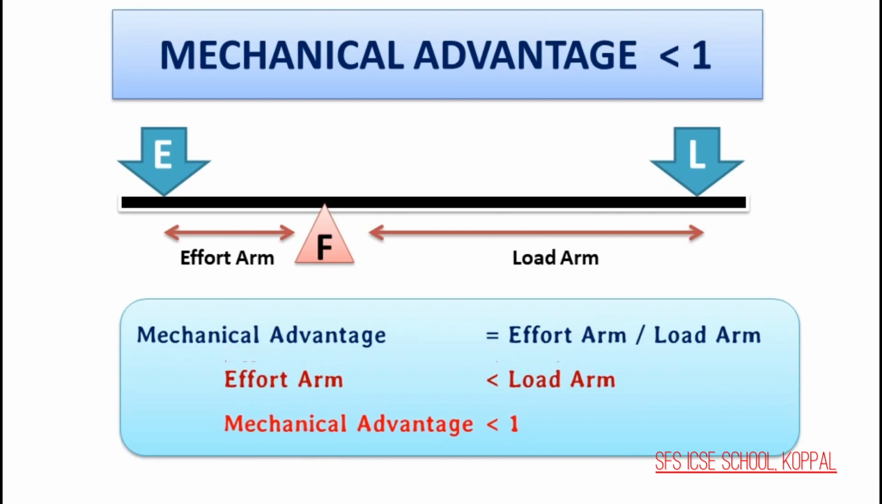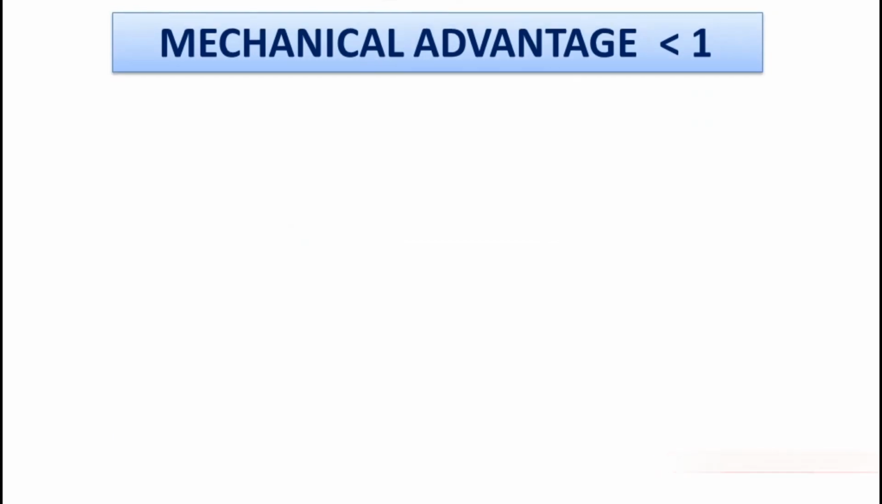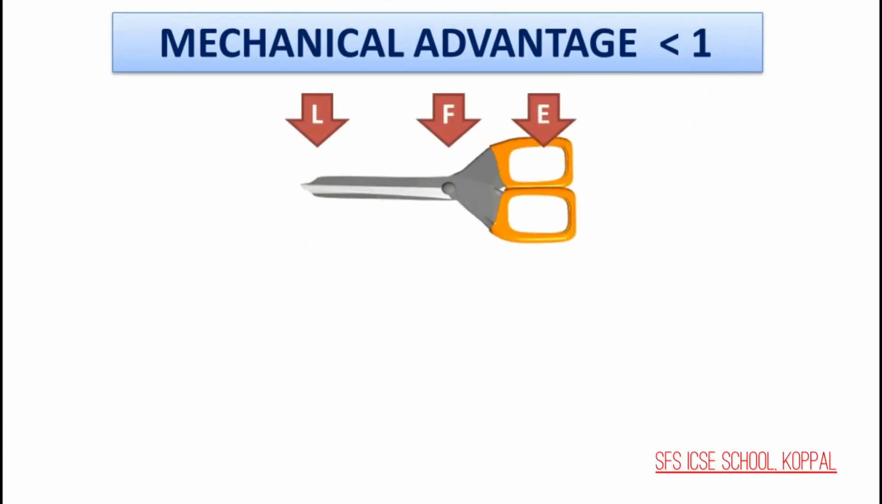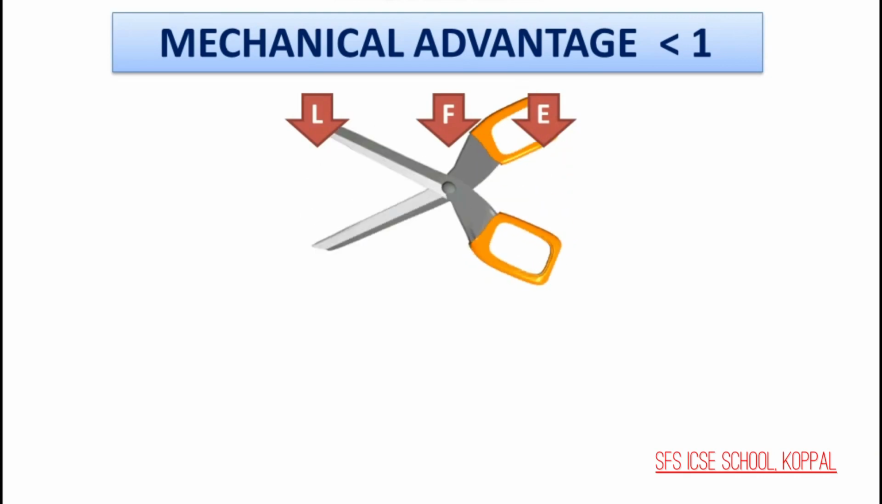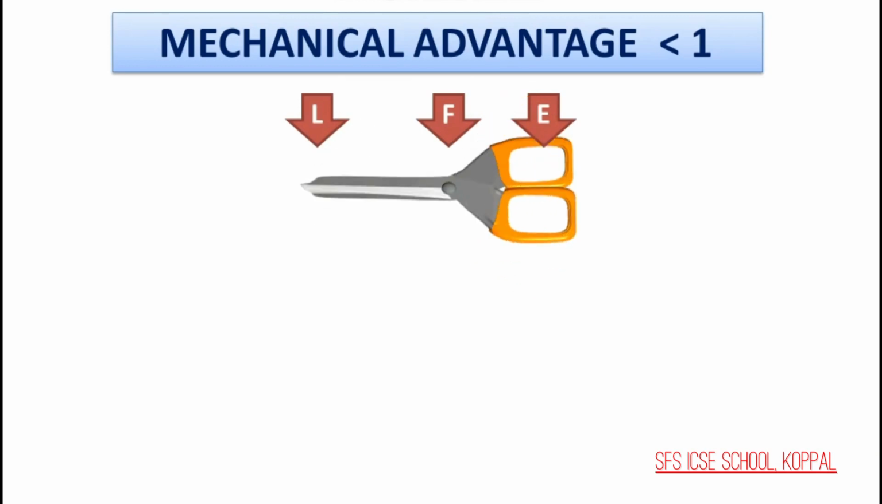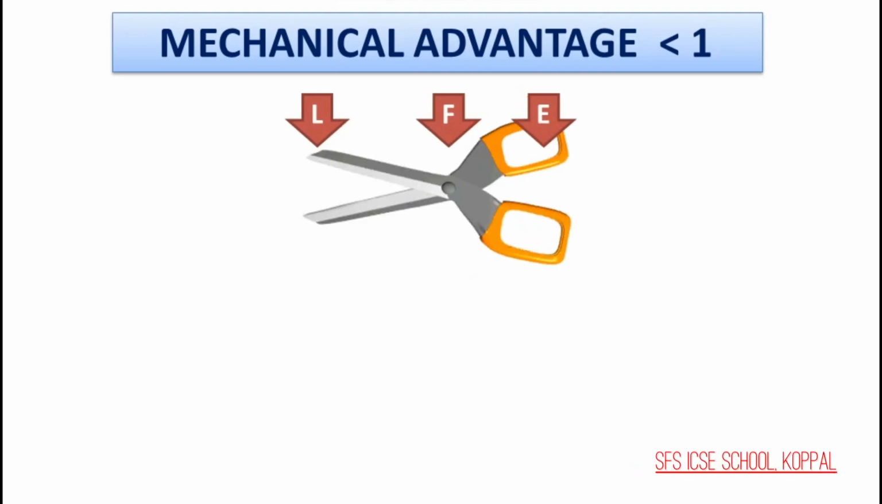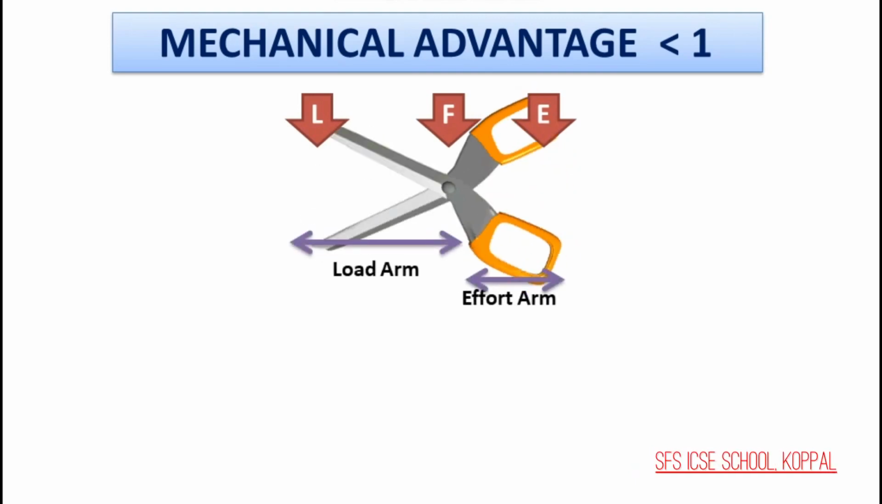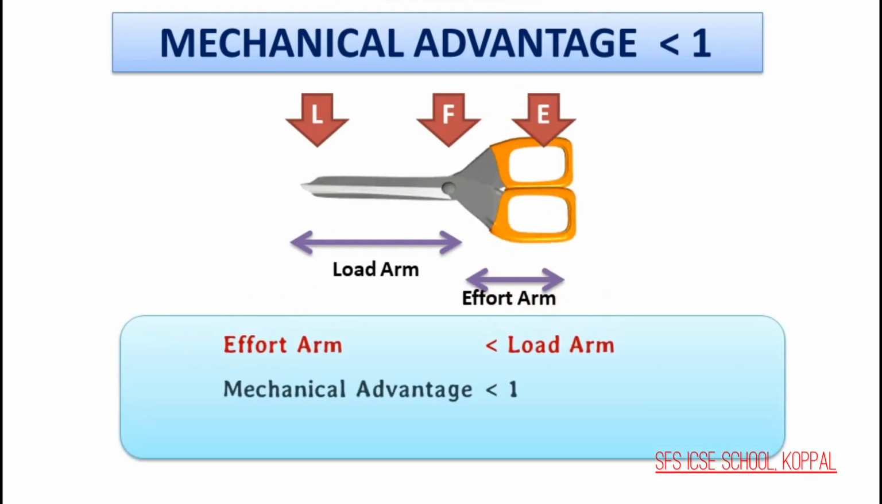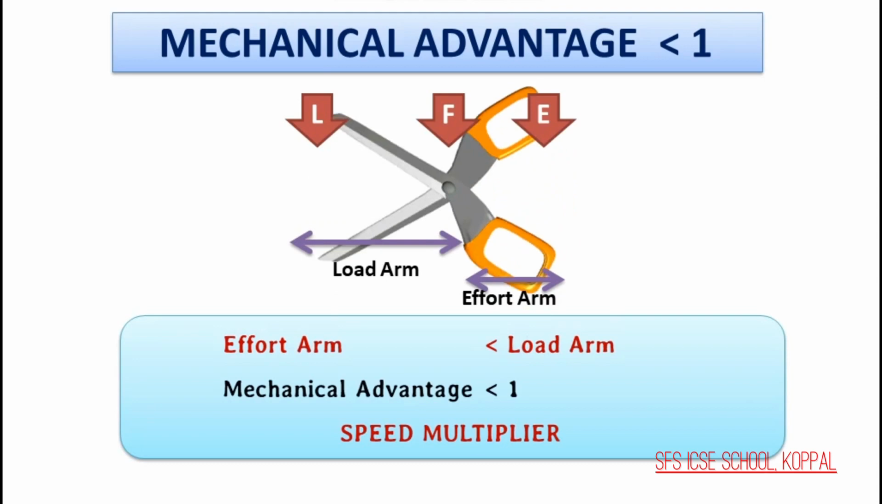Let us take the example of a scissors. We know in scissors, handle is smaller and blades are longer. At blades, we place the load, that is paper or a cloth, which is farther from the fulcrum. So load arm is more than effort arm, and therefore mechanical advantage is less than 1. Such levers are used to multiply speed.